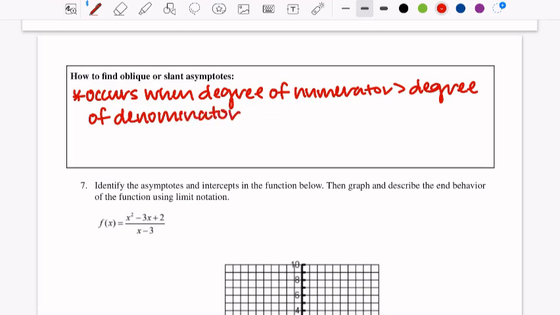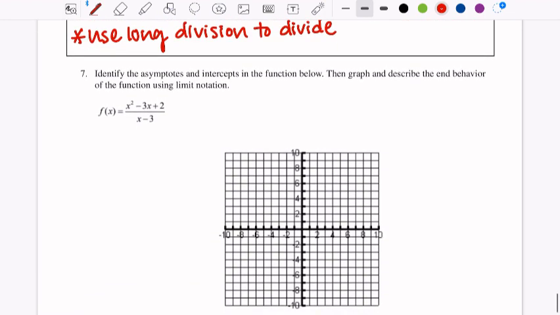And how we find them, we're going to use long division to divide. Okay. So that's going to lead us into our example here. So we're going to identify the asymptotes and the intercepts of the function, and then we'll graph and describe the end behavior of the function using our limit notation.